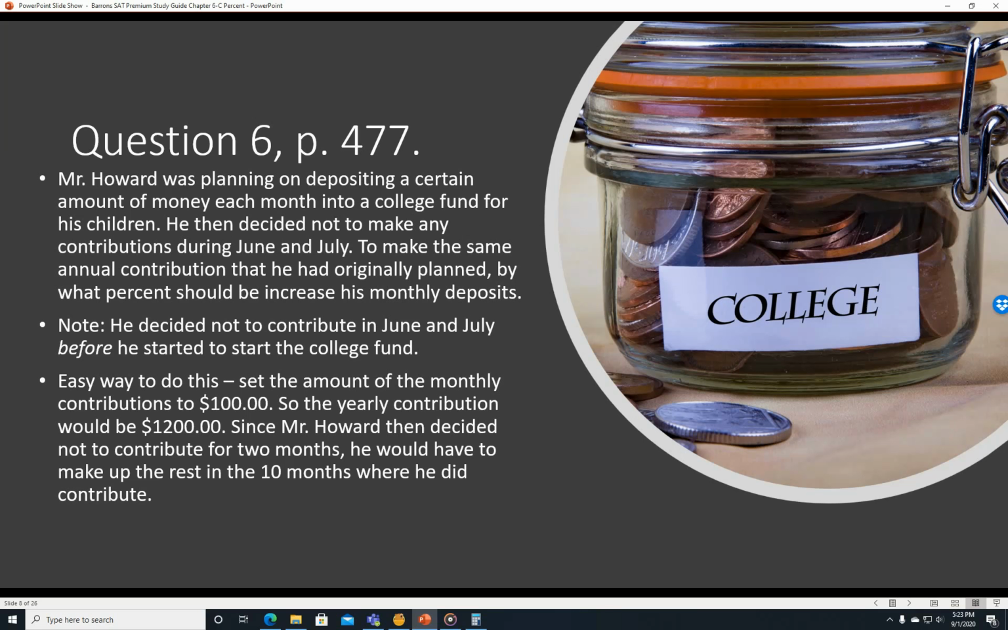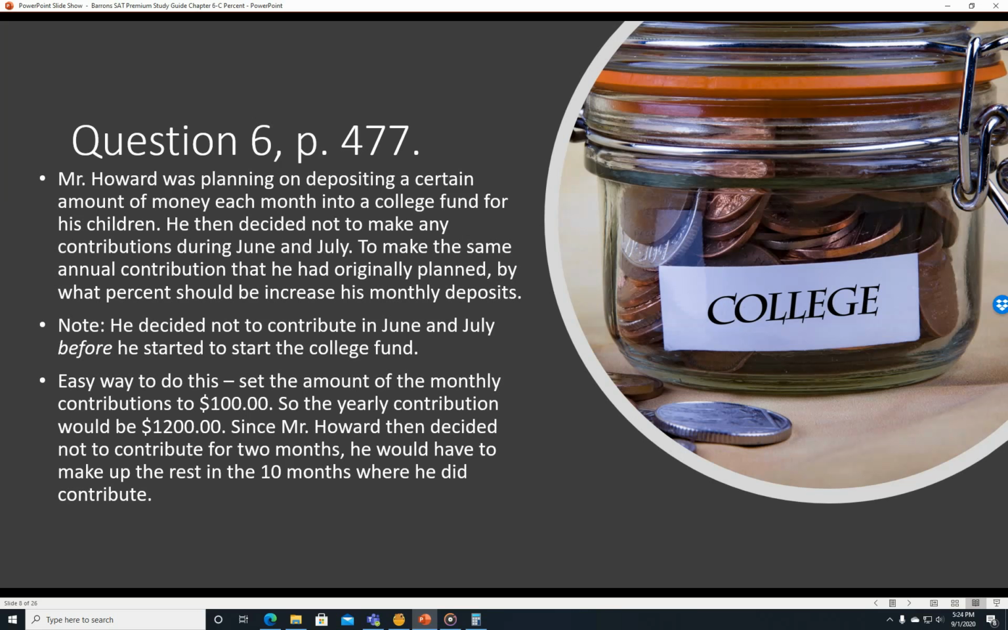So, what we're going to do here is, first I'm going to explain, he decided not to contribute in June and July before he started the college fund, because the problem becomes much harder if you assume that he donated all the way through May, and then all of a sudden said, oh, wait a minute, I can't give in June and July.